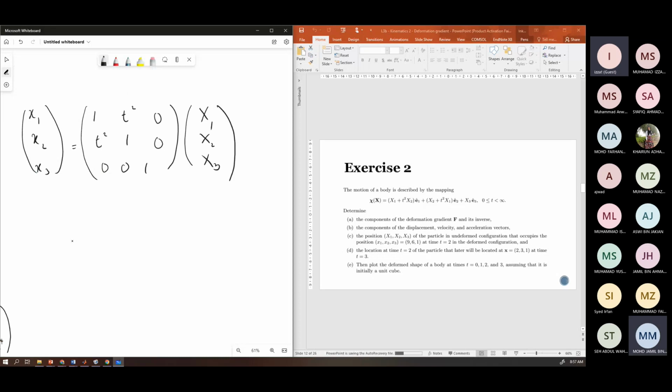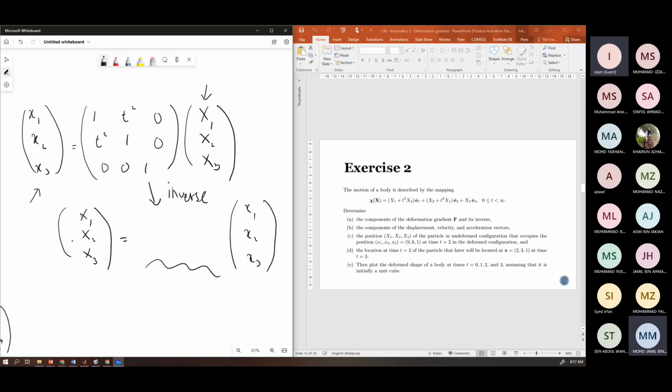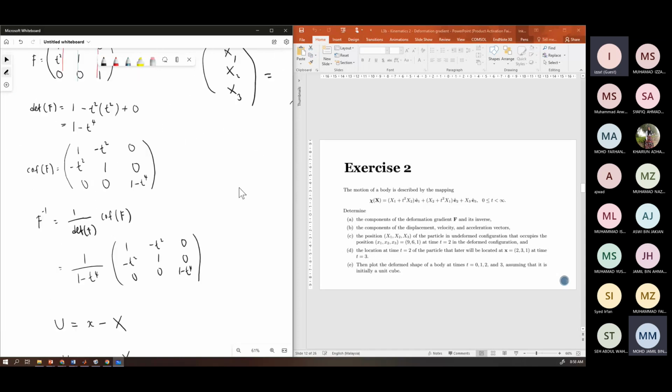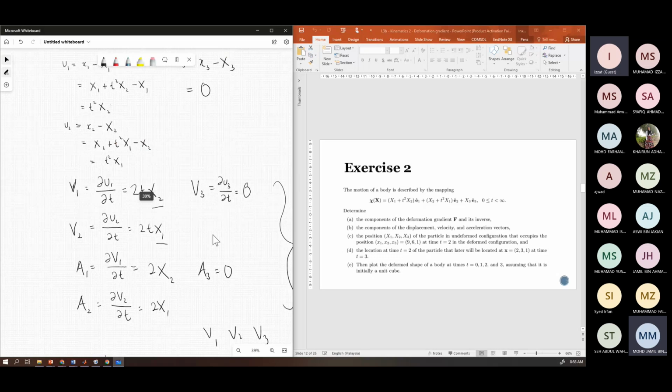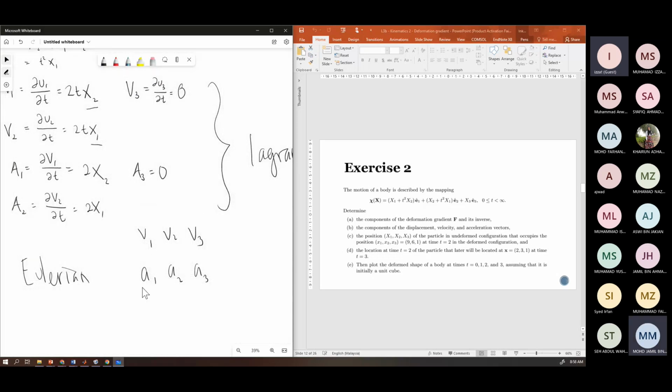So if you rewrite in matrix form, then this equation represent the small x. So to find the Eulerian velocity and acceleration, first you need to find big X1, big X2, and big X3 equals the inverse, find the inverse, and then x1, x2, x3. So again, this inverse, you can just use the inverse from the deformation gradient inverse. It's the same, okay. And then substitute into the velocity to get the Eulerian velocity and acceleration. You can try later and see whether you get this or not, okay.